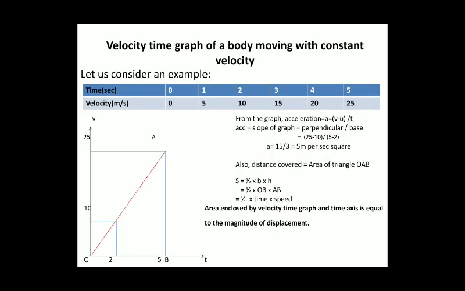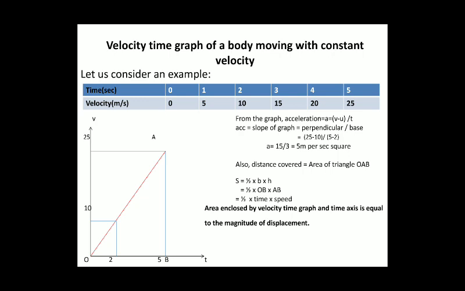Now, velocity time graph of a body moving with uniform acceleration. Again, I have taken one example. Time 0, 1, 2, 3, 4, 5, and velocity is 0 meter per second. After every 1 second, the velocity keeps on increasing by 5 meter per second, and thus finally after 5 seconds, the final velocity is 25 meter per second.